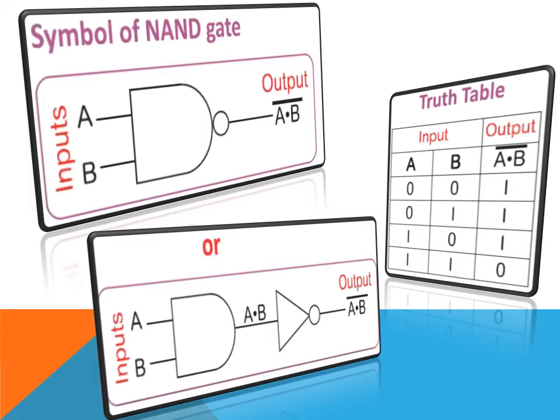So the output is just the reverse of the AND gate. That is why it is the NAND gate: NOT AND. Remember that. The outputs for AND gate were 0 0 0 1. Here the outputs are 1 1 1 0. This is just the reverse of the AND gate, so the outputs are also reversed.